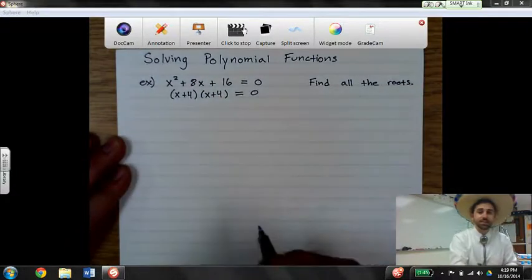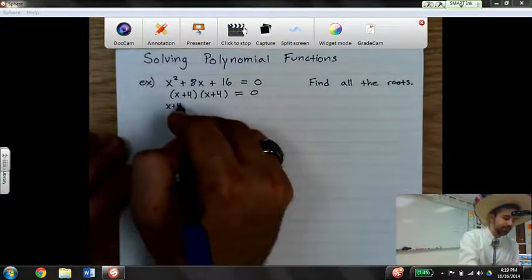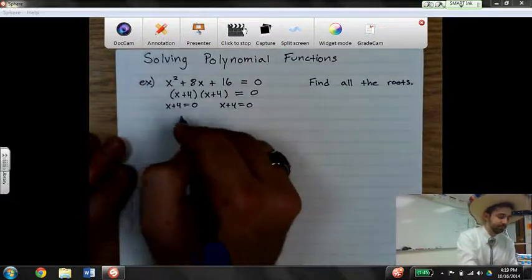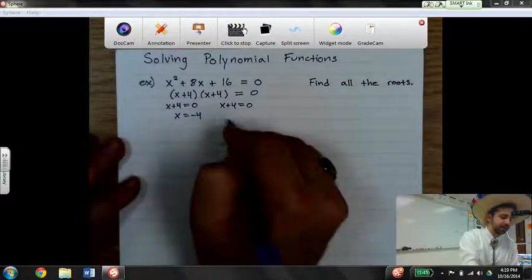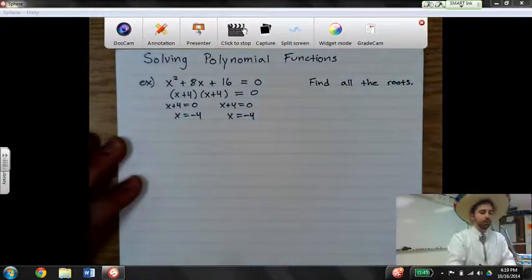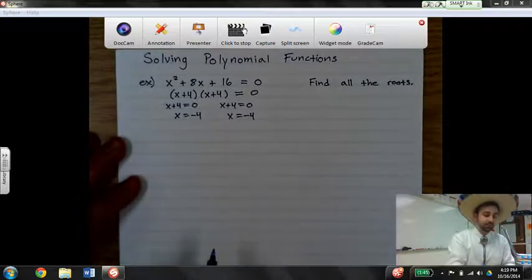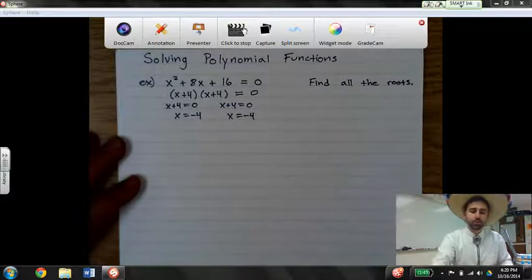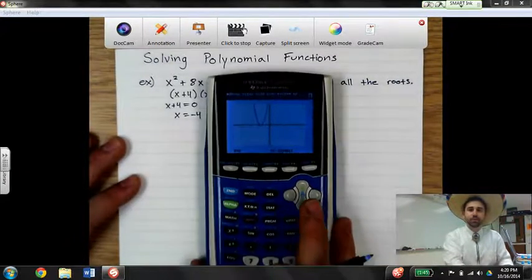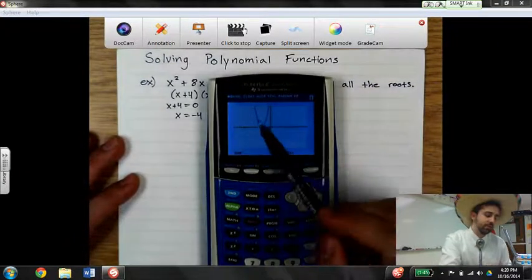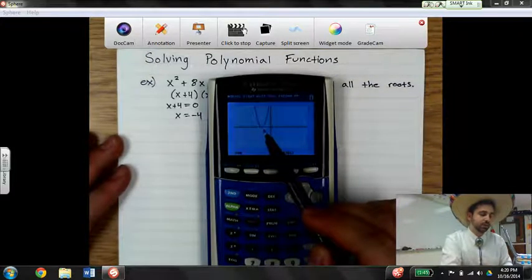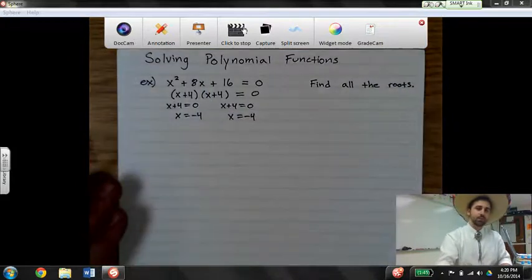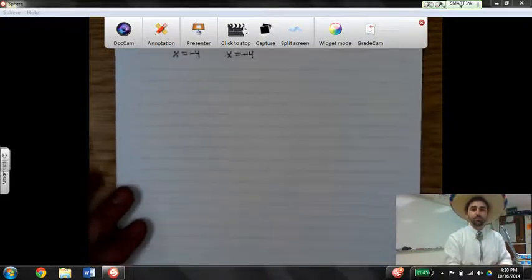Using the zero product property, we can set both of these factors equal to 0. As you can see, they're the same. And when I solve, I get the roots x equals -4 twice, making this type of solution a real double, which when we look at our graph of the function, we see how our parabola simply touches the x-axis and bounces back. So now let's take this a little further.